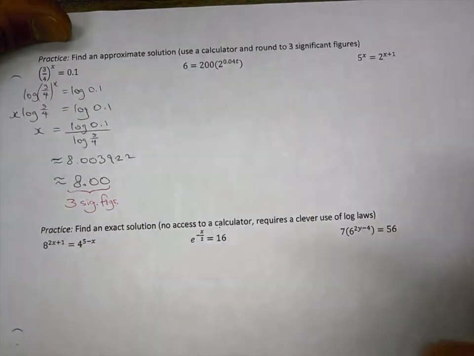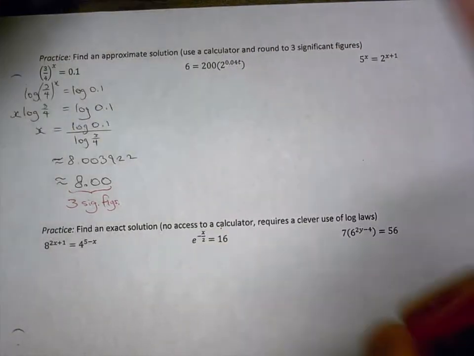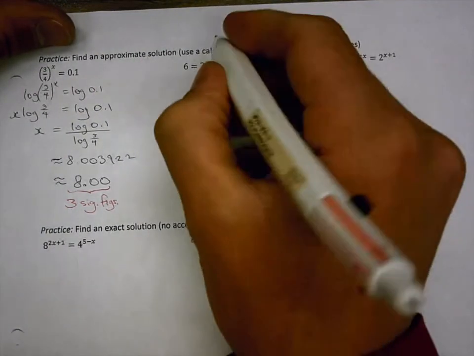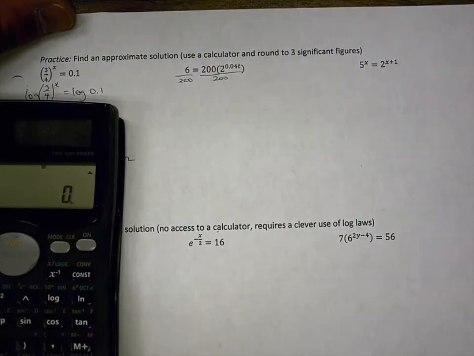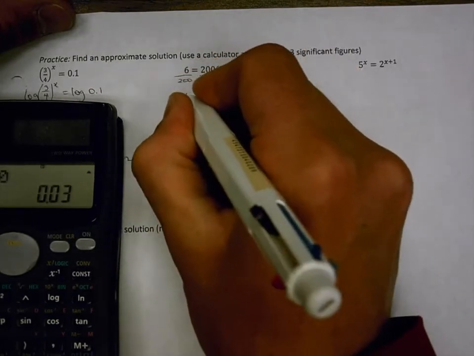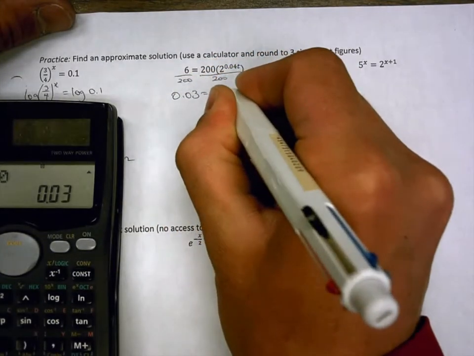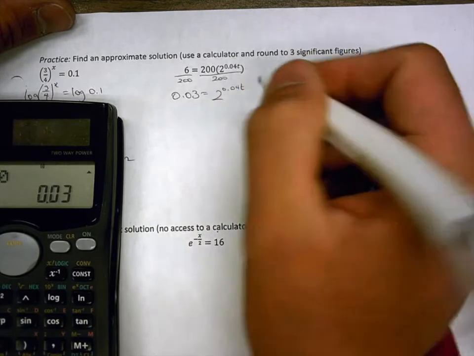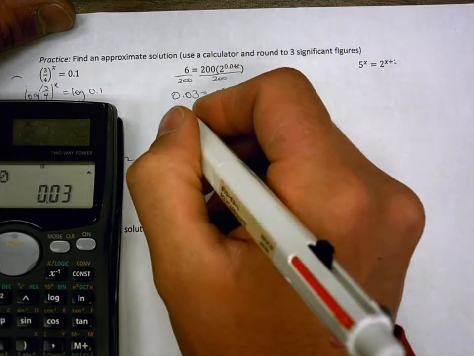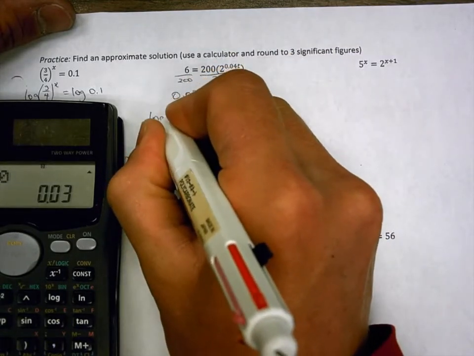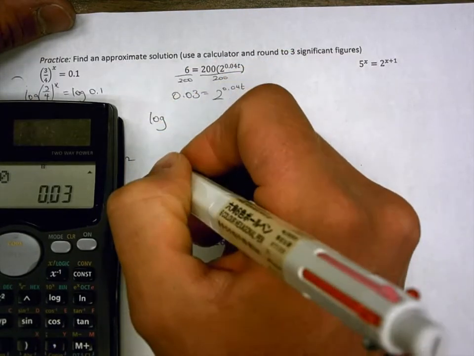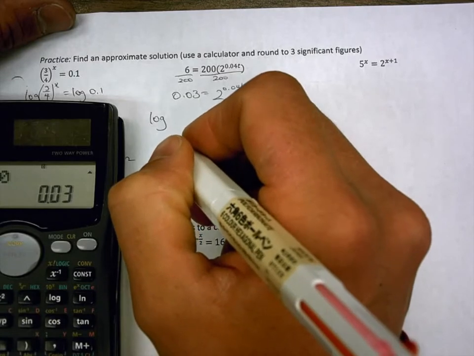Okay, next question. So I want to solve for t. I've got a problem. I've got to get rid of the 200 first. 6 divided by 200 gives 0.03, which is equal to 2 to the power of 0.04t. Now I need to log both sides. Maybe you're thinking, I think I'll just log.